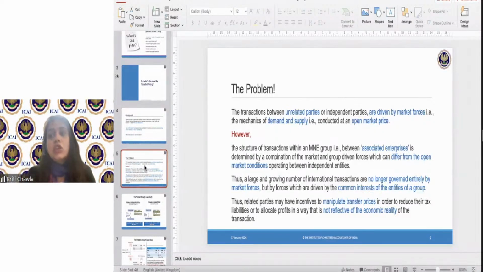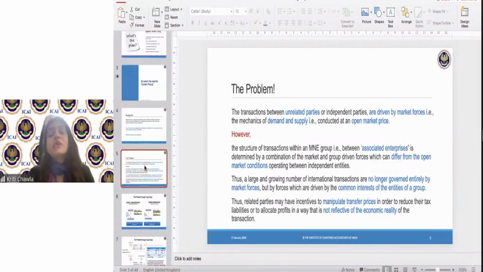How does the open market price operate? The seller would always want to sell at the maximum price possible, and the buyer would always want to buy at the lowest amount possible. Hence the buyer and the seller negotiate, and they come to something called an open market price. There is always demand and supply involved. There are market forces involved when two unrelated parties are transacting.